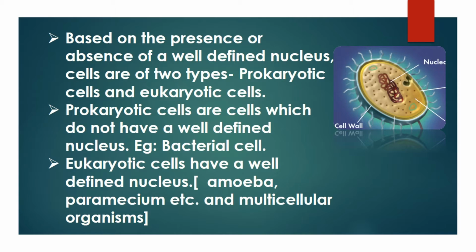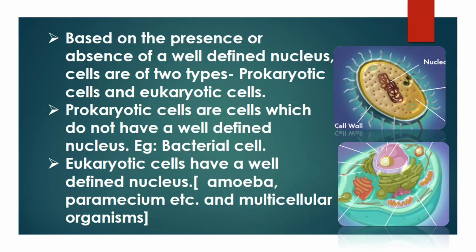Unicellular organisms like amoeba, paramecium, etc. and multicellular organisms including plants and animals contain eukaryotic cells. Organisms which possess eukaryotic cells are called eukaryotes. Most of the organisms are eukaryotes.